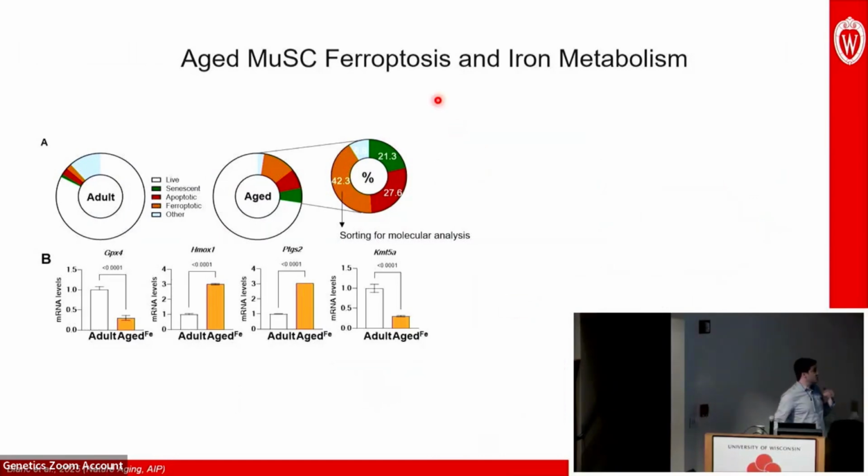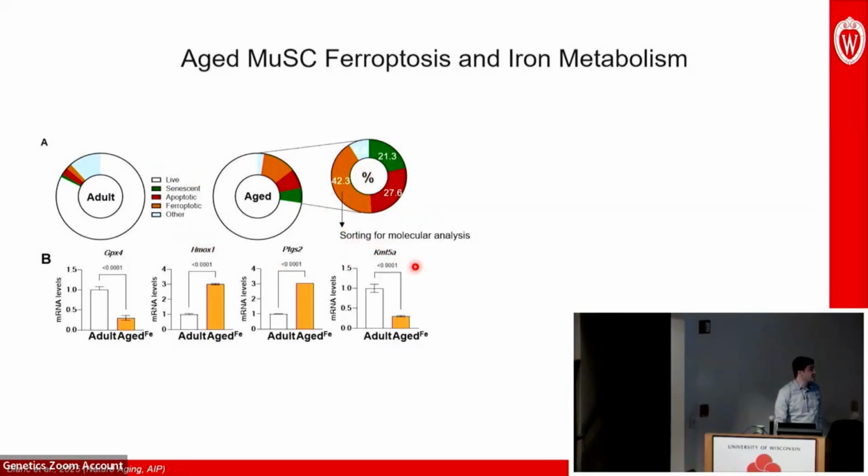So to confirm that ferroptosis was a problem, we looked at different fates that those cells could take. Here you have different markers through flow cytometry of adult and aged muscle stem cells. We looked at senescence, apoptosis, and ferroptosis, as well as others, right? Those are dead cells that didn't go through any of those things. And when you look at all the cells that took those fates, you notice that the majority of them, 42%, were actually ferroptotic.